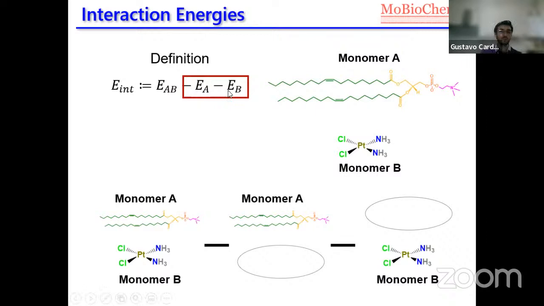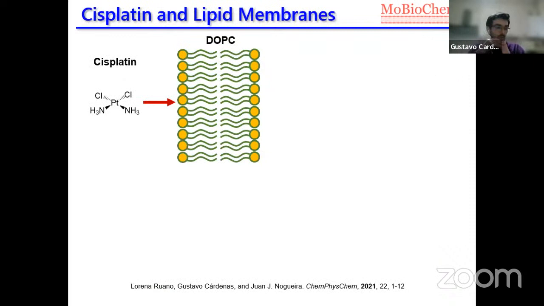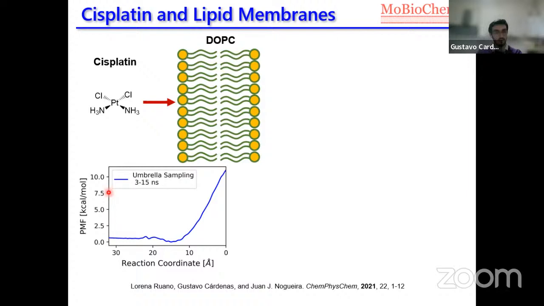Okay, so now let us talk about the system under study itself. The system is one that we have previously studied in a previous paper, of which Lorena Ruano, a master's student in our group, was the first author. It consisted of the computation of the energy profile of the permeation of a cisplatin molecule inside a phospholipid membrane. This was done, as you can see here, by means of umbrella sampling simulations, and by now you should already be experts in that regard.